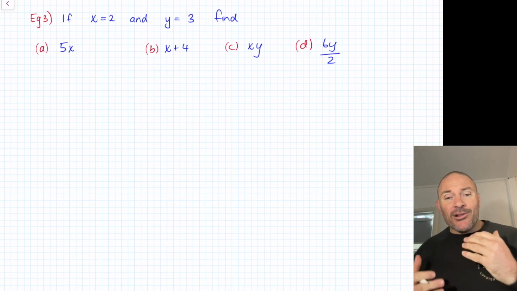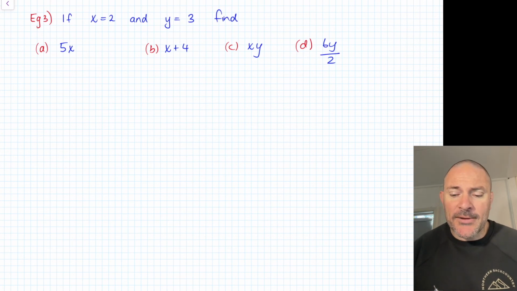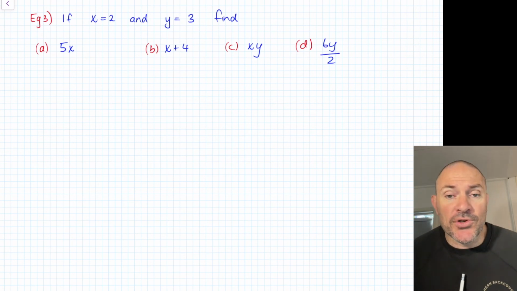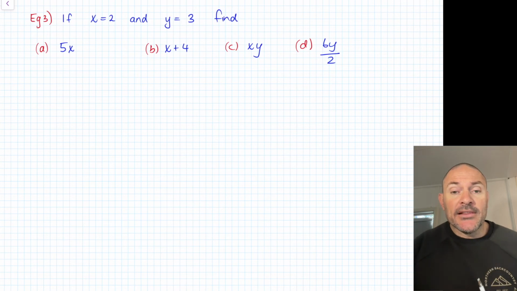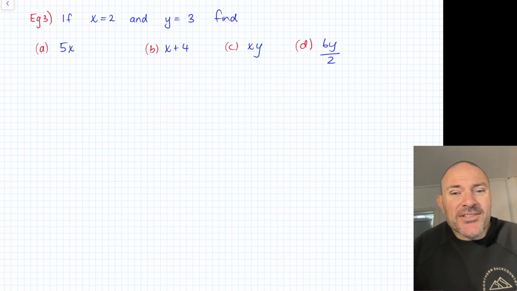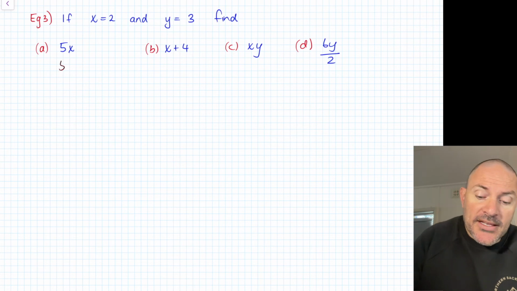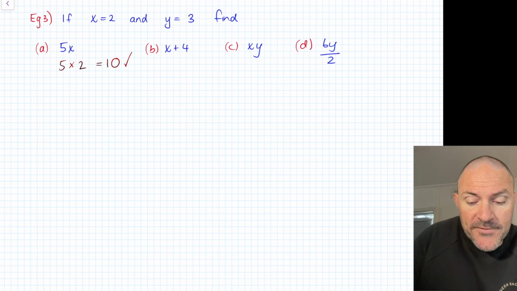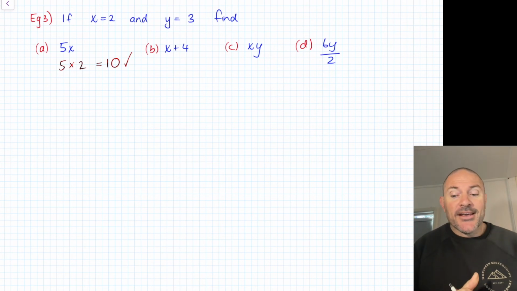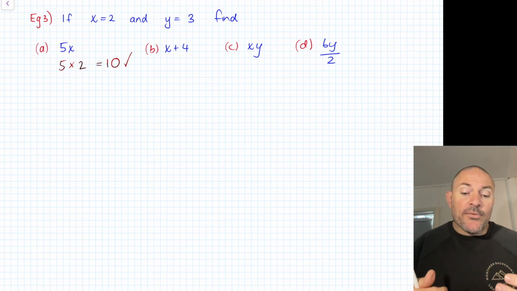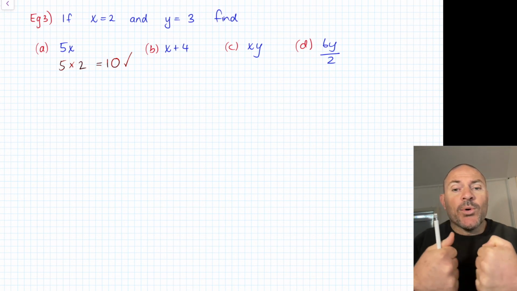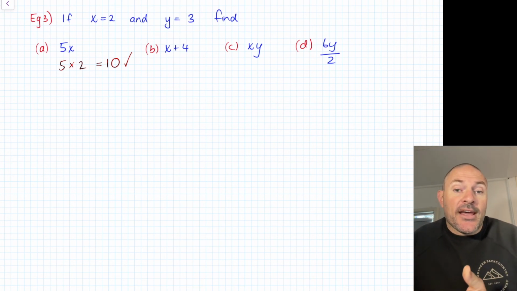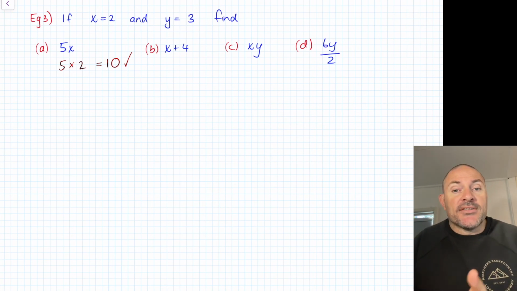Now, if you are a little bit ahead and you're smashing through the work today, we can look at a bit of substitution. All this means is we're taking the letter out and replacing it with the number. So for example, if x equals 2, 5 times x, well, this is kind of like the party question, right? This means 5 times 2. And what's 5 times 2? Well, 5 times 2 is 10. That's it. The only thing you had to know there was that when you have a number and a letter next to each other, you are timesing them together. 5 lots of x, 5 lots of 2, 5 twos are 10.